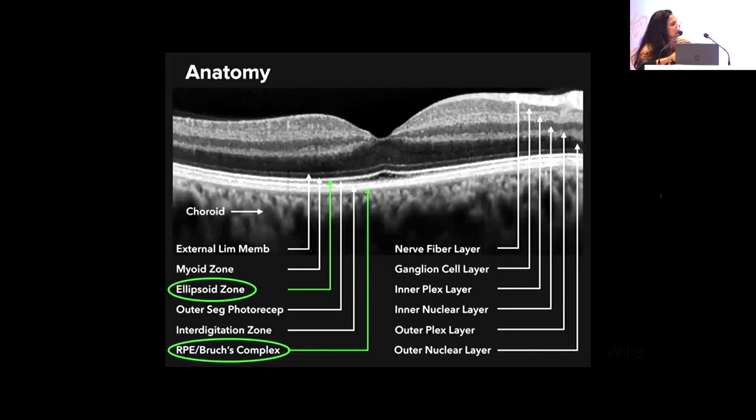Again, the external limiting membrane goes hand in hand with the ellipsoid zone, and both of these have implications for the vision of the patient. After that, you have the plexiform layers and the nuclear layers here. And this is the nerve fiber layer here. Like I said, most of the time we'll be looking at the RPE and the ellipsoid zone. This is the ganglion cell layer. So these are the different layers that you should be familiar with.